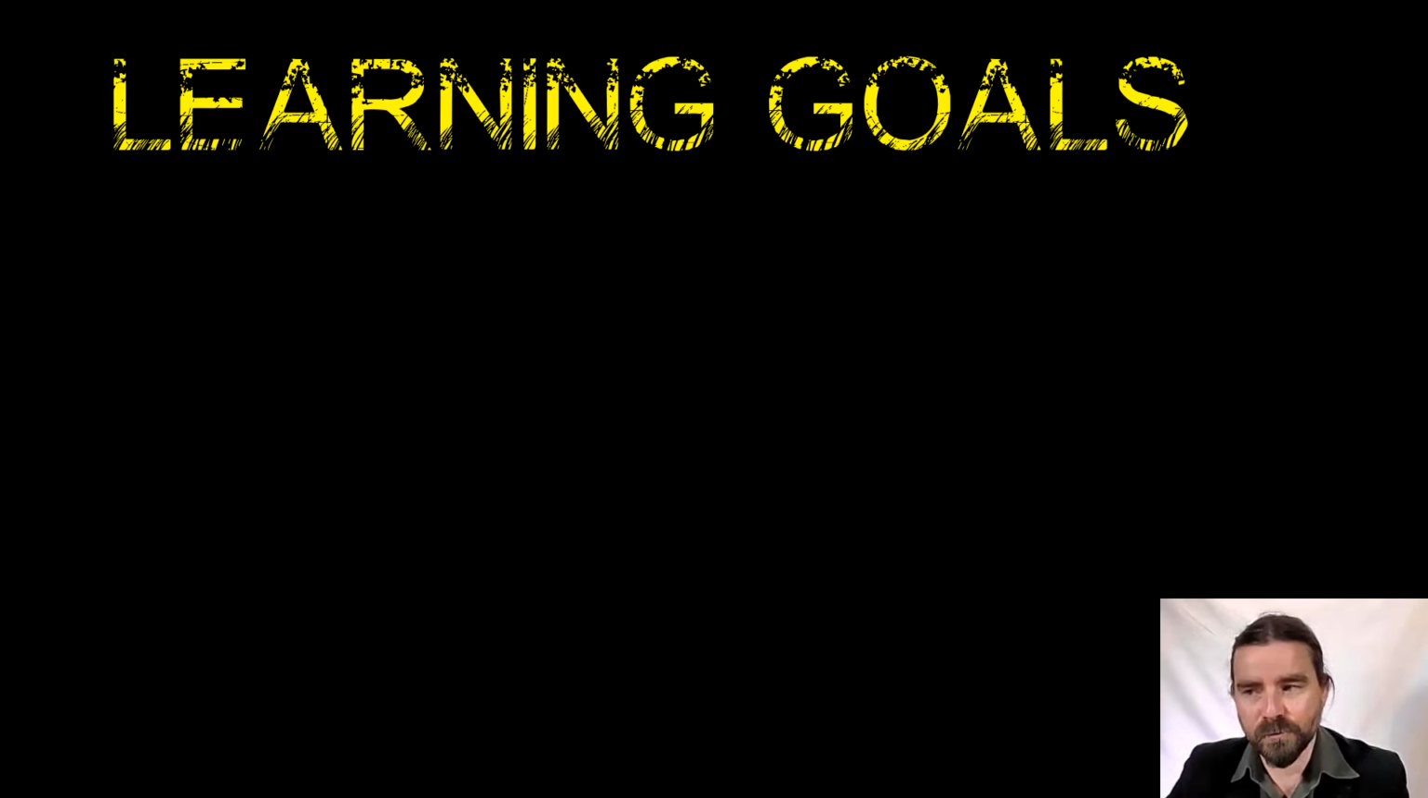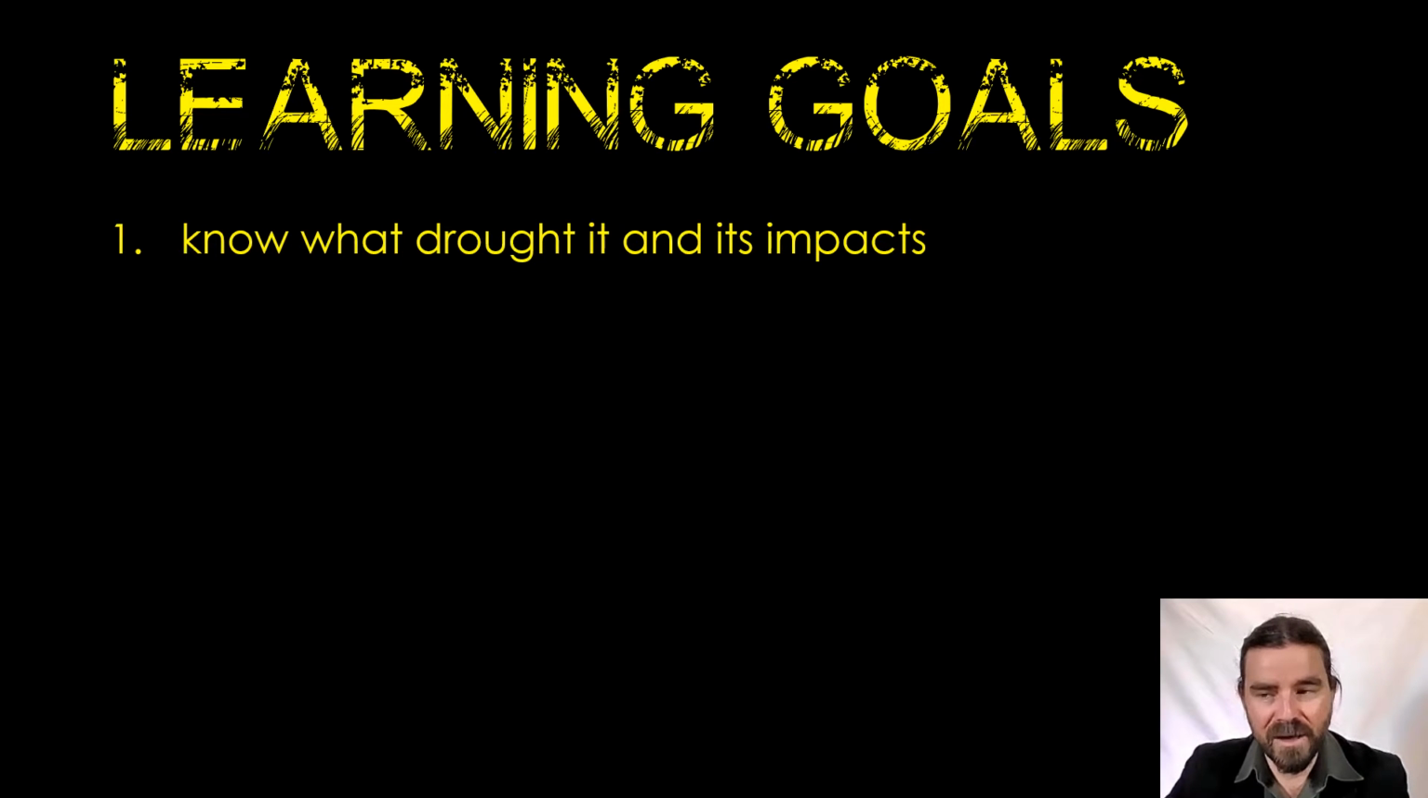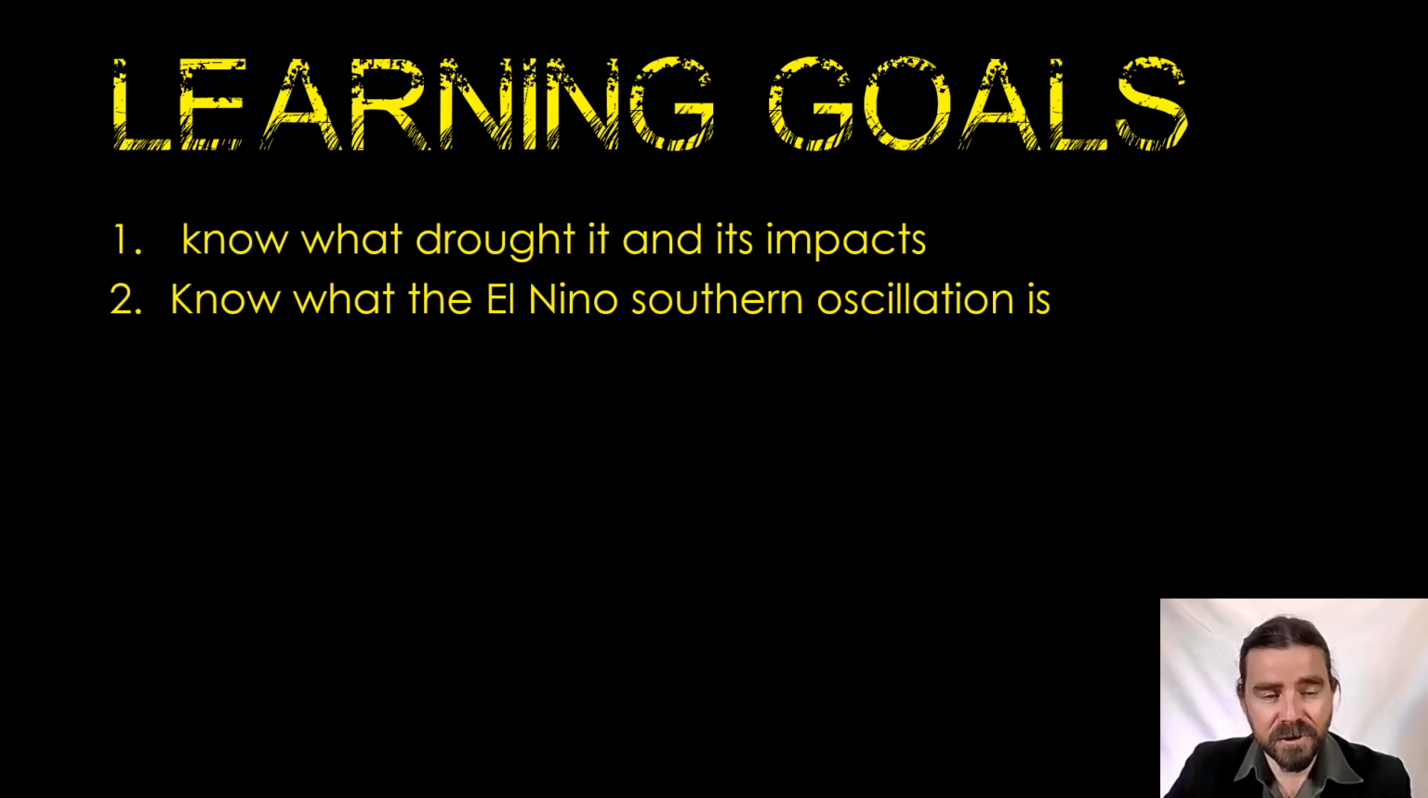Some learning goals for you. Write these down. You're going to know what drought is and what its impacts are. You're going to know what the El Niño Southern Oscillation is. There should be a little doodacky on the end there, which I forgot to put on.